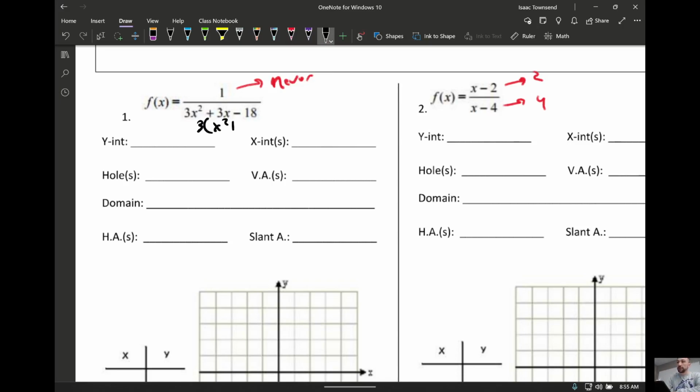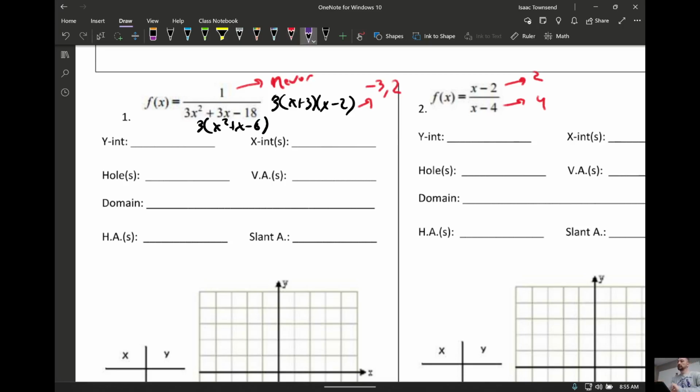We need to factor, and it has a GCF and a trinomial, and you've got to do both of those so that you can set each part equal to 0. 3 doesn't equal 0, but x plus 3 does, and x minus 2 does. So each question is going to vary how much work it is. Question 2 is basically no work to figure that out. Question 1, we had to factor GCF and trinomial after that.